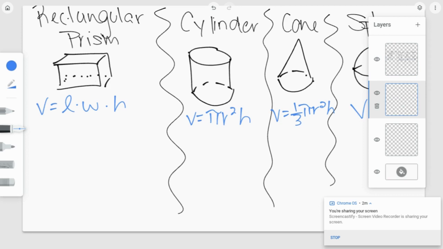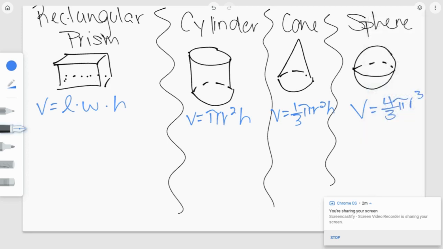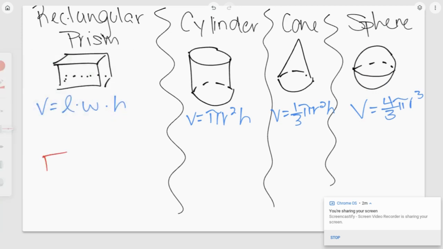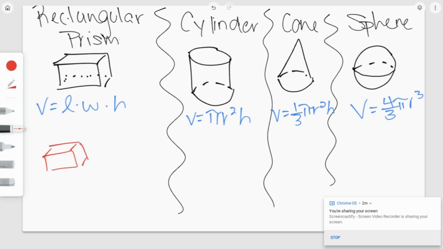So let's start with a rectangular prism. Let's say a question asks you to find the volume of a box. So here's your box. In order to do that, you have to be given the 3 things: the length, the width, and the height. So let's say your length is 6, your width is 3, and your height is 5. Using your formula, all you have to do is do 5 times 3 times 6. Put that in the calculator.